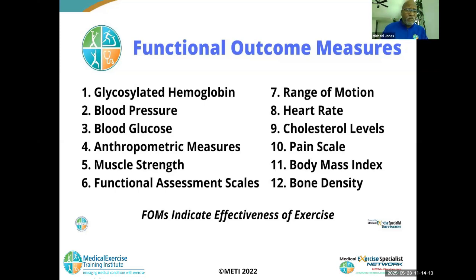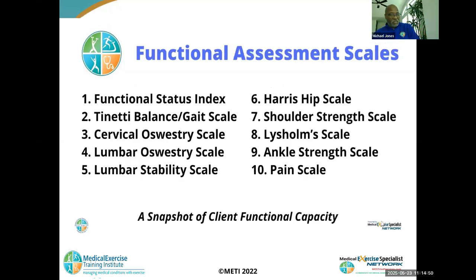And number 12, bone density. I know some of you work with clients that have osteoporosis or osteopenia. The exercise programs that you're giving these clients, which introduce some degree of weight bearing, we should see improvements in bone density. So when we look at these functional outcome measures, some of these are testing procedures that must be ordered by the physician. Others of these are procedures or assessments that you can do yourself, but these are all functional outcome measures that are vitally important in telling us the effectiveness of the exercise program, which takes us now to functional assessment scales.